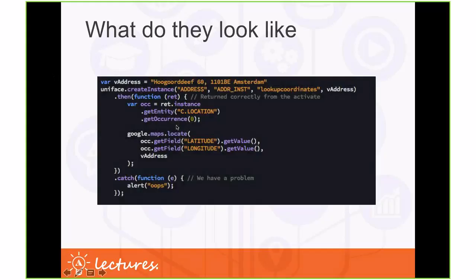There will also, on that returned object, be an instance ID. So the create instance has created an instance ID which we can then interact with. Here we are going through and getting an entity which is located on that entity. The entity is called C, a very catchy name, and the model is called location. From there we can go and get the occurrences, and then we can do something with it. Here, we're firing off a Google Maps.